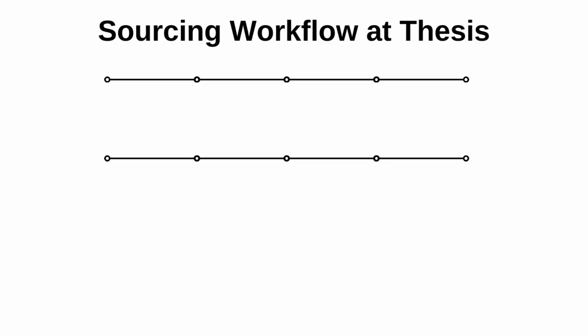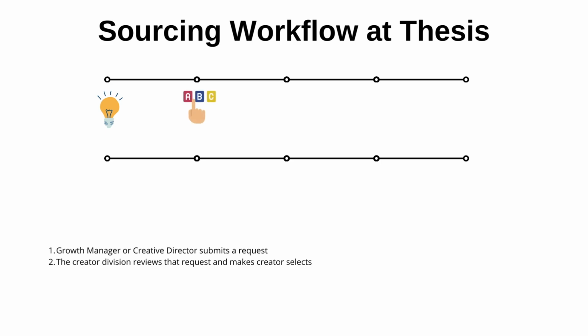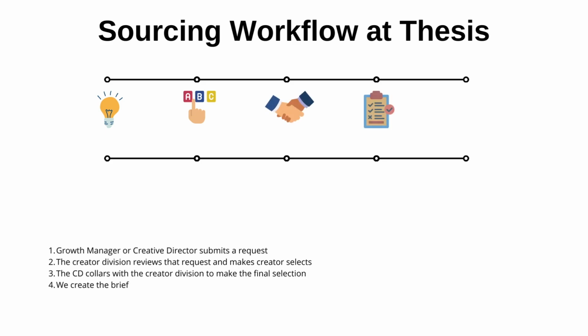Now, a really quick overview of what our UGC process looks like from a bird's eye view. Number one, the growth manager or the creative director is going to submit a request to my team, the creator division team, to outline exactly what type of content and creators they want to source. The creator division is then going to review that brief and then make the initial creator selects. The creator division and the creative director will then collaborate on those selects and then make the final selections. Then we will create and send the brief to the selected talent.